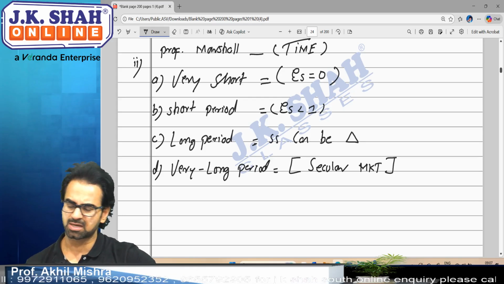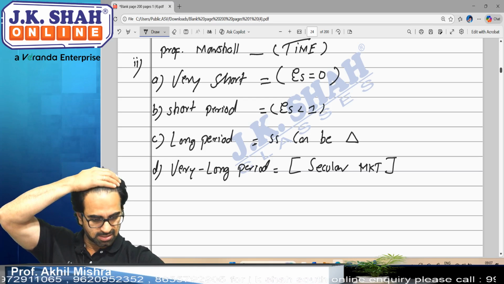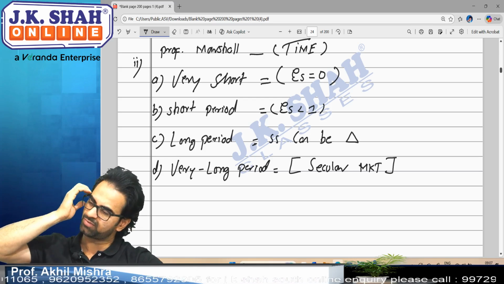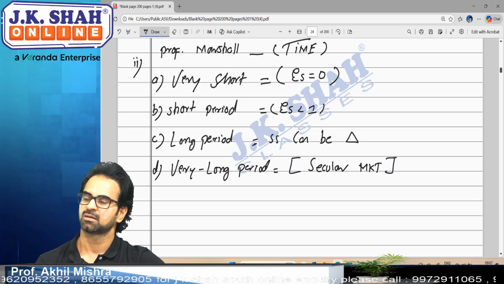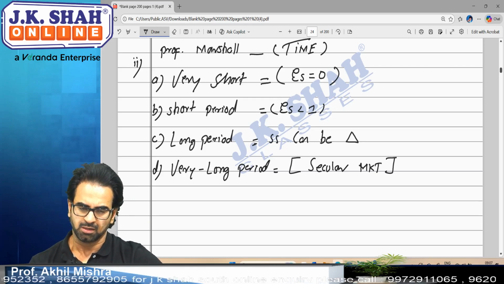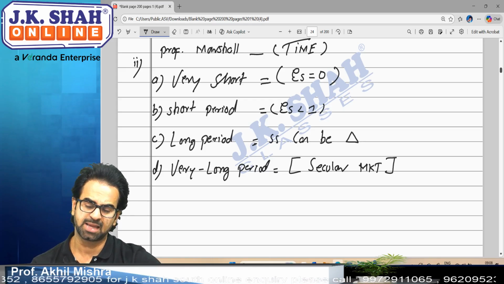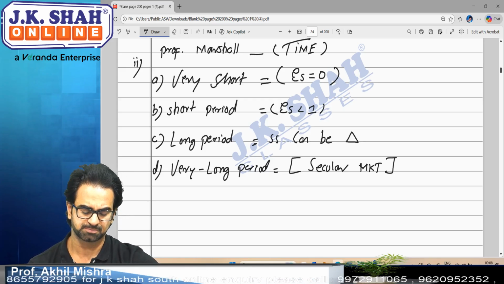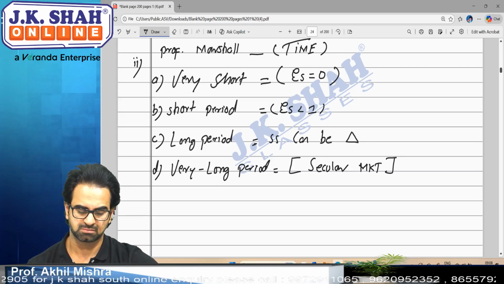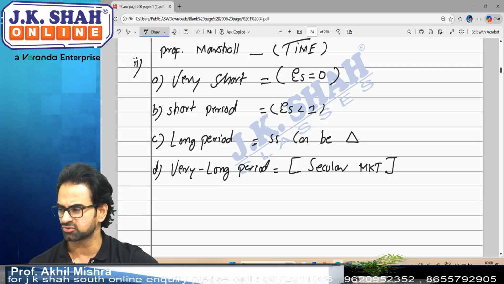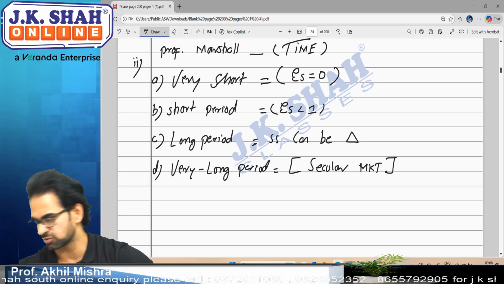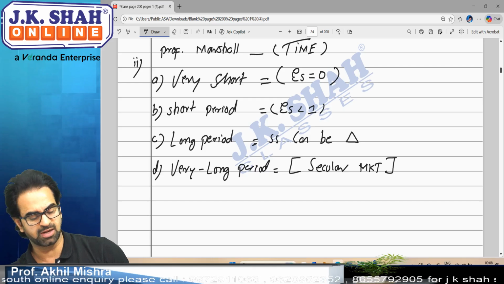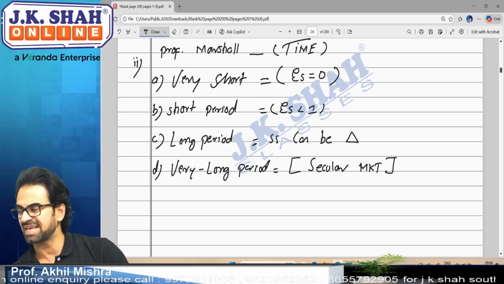Then comes Professor Marshall. Marshall has classified market on the basis of time. As I told you, very short period market, where the supply cannot be increased because time is not given. Then short period, here supply can be increased a little compared to very short. Long period market, supply can be increased because you have been given a year, 2 years, 3 years, like that. In very long period, everything can be changed. Hope you understood these two types, right? And very long period market is also known as secular market.